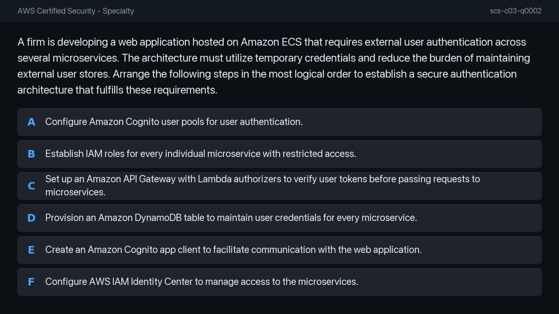Option D, provision an Amazon DynamoDB table to maintain user credentials for every microservice. Option E, create an Amazon Cognito app client to facilitate communication with the web application. Option F, configure AWS IAM Identity Center to manage access to the microservices.